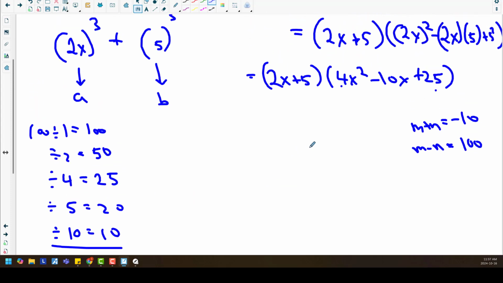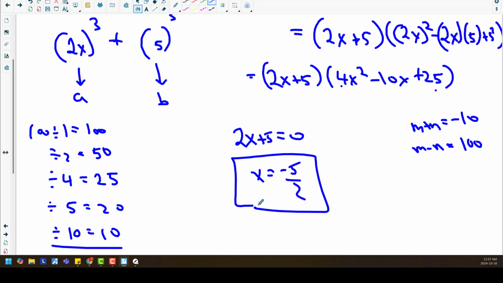Let's check now. Would any of these give you a value of negative 10 when added together? So, or subtracted. And I don't see any of them working out. So I'm going to say that this quadratic is unfactorable, and this is the final answer. So the only solution is 2x plus 5 is equal to 0, and x, bring the 5 over, negative 5 over 2. There you go.